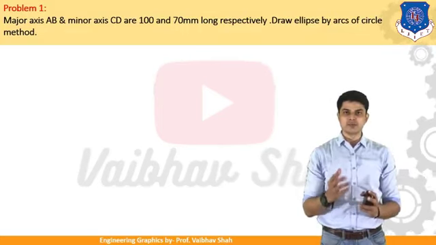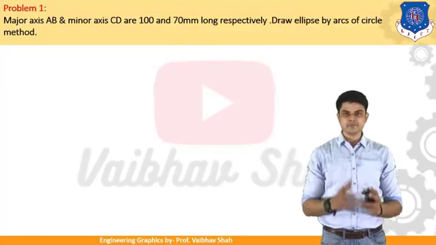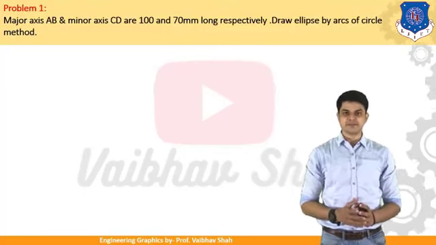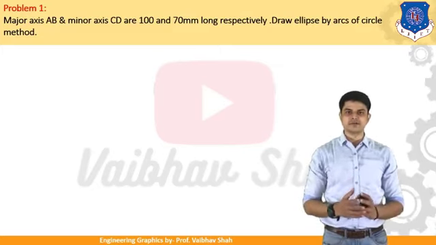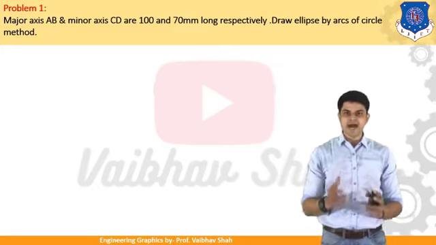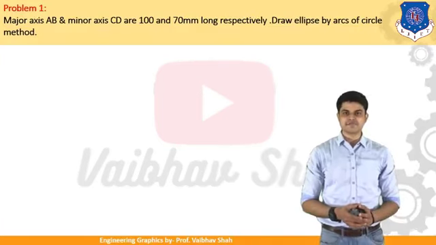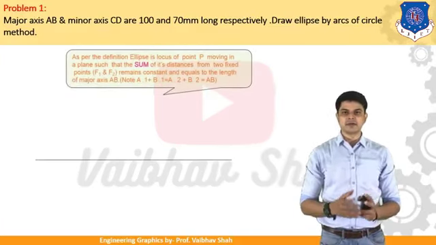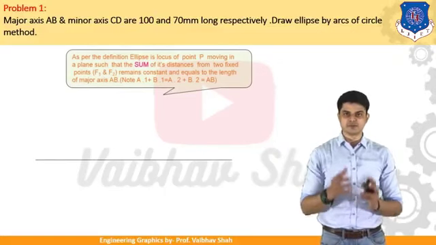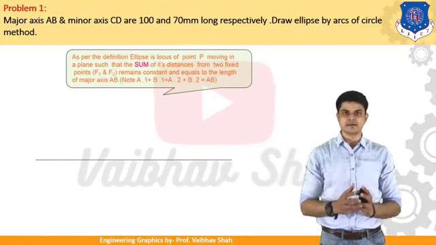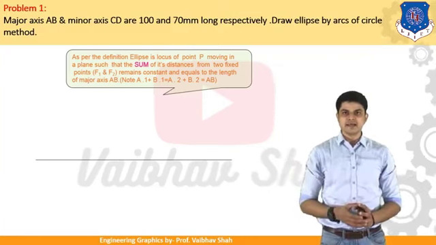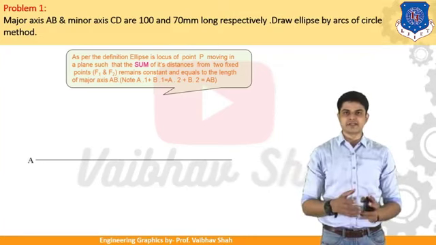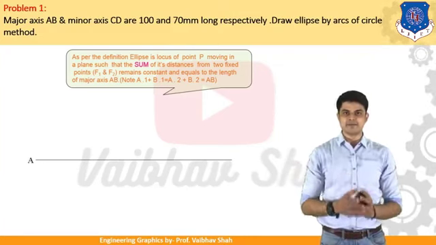So now here two data are given. First is the major axis of ellipse and second the minor axis of ellipse. So let us begin the construction of ellipse by arc of a circle method. So let us first construct the horizontal line, which is nothing but the major axis of ellipse. So you will be drawing this horizontal line of 100 mm like this. Then after, let us give the notation to that line as AB.